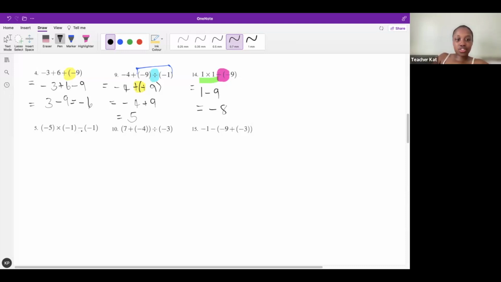Now let's move on to multiplication. Nope, there's still addition. It's the same thing. Never mind. Okay, let's move on to the next one. Again, we have to remember to start with brackets before we go anywhere else. Okay, so now we're multiplying in this case. And we have two negatives. So two negatives gives me a positive. And then we have 5 times 1, which will give us 5. Beautiful.